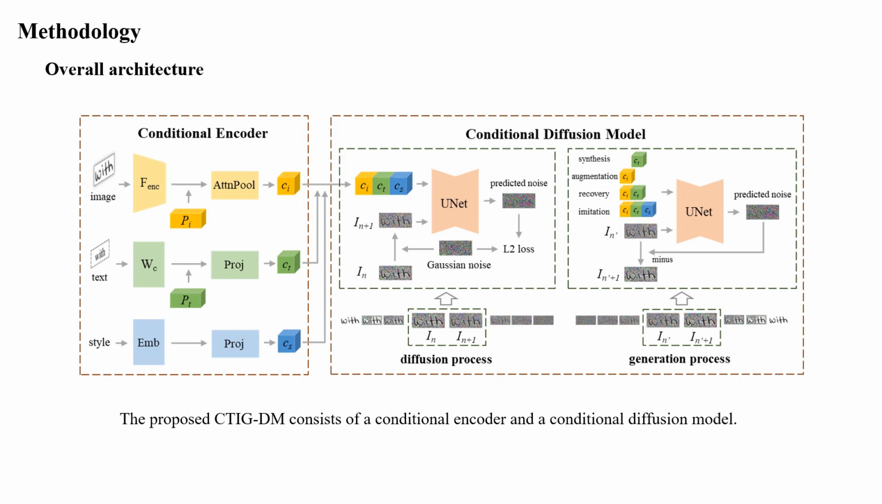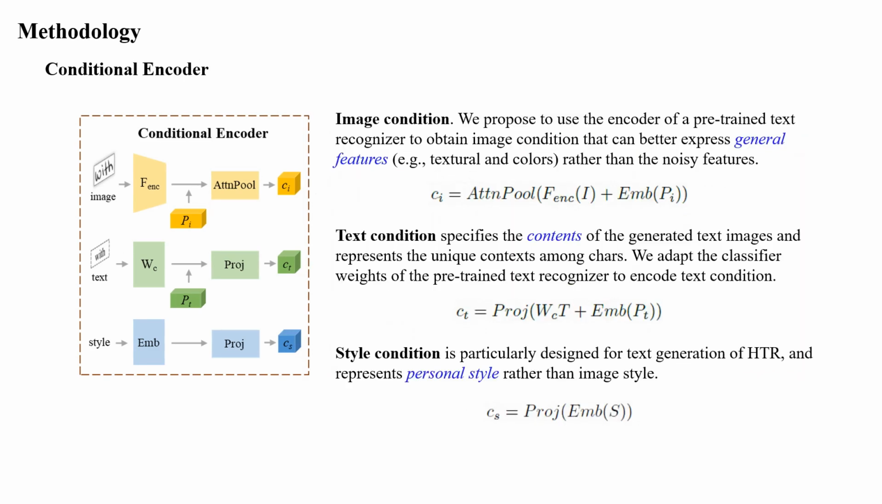This is the overall architecture of our approach. It consists of a conditional encoder and a conditional diffusion model. Specifically, the outputs of the conditional encoder consist of an image condition, a text condition, and a style condition. Image condition represents the unique visual characteristics of input images. We propose to use the encoder of a pre-trained text recognizer to obtain image condition that can better express general features rather than the noisy features.